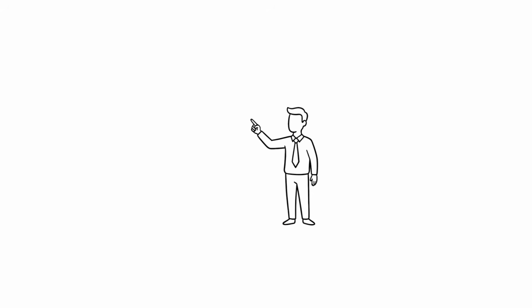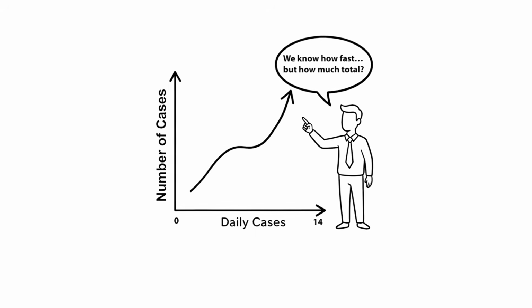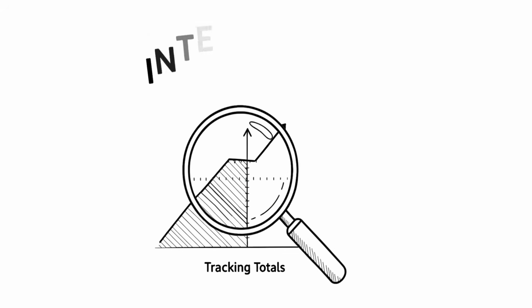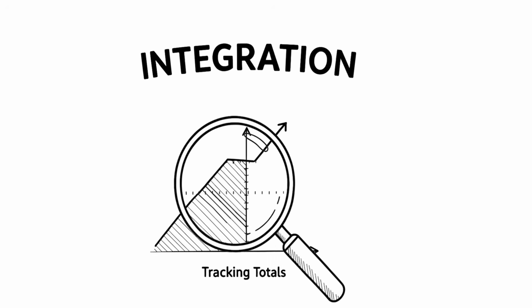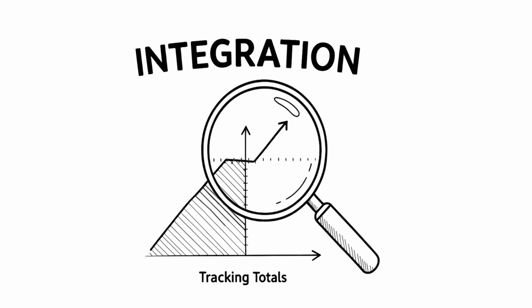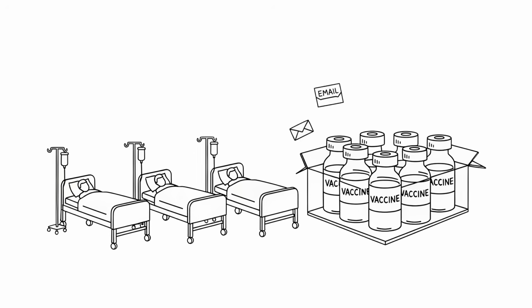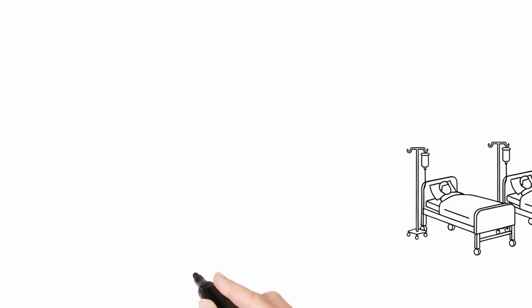So far, we've asked, how fast is the outbreak growing? Now it's time to ask, how much has it added up to? That's where integration comes in, your math-powered totals tracker. During an outbreak, we don't just care about how fast disease spreads.